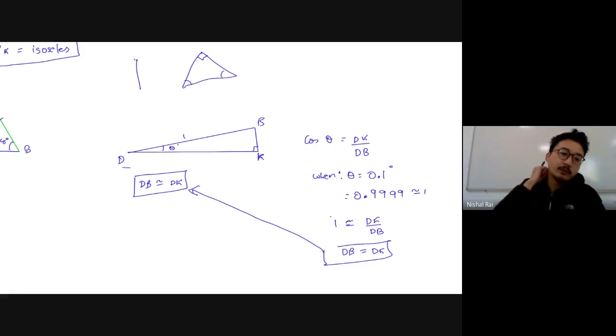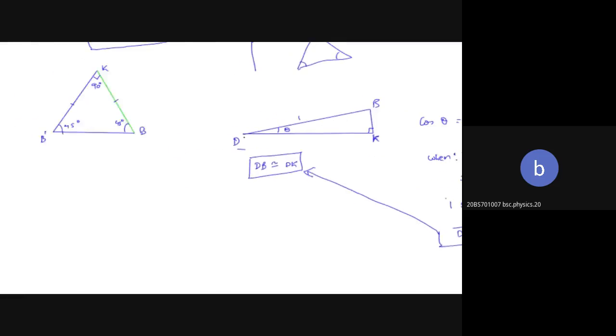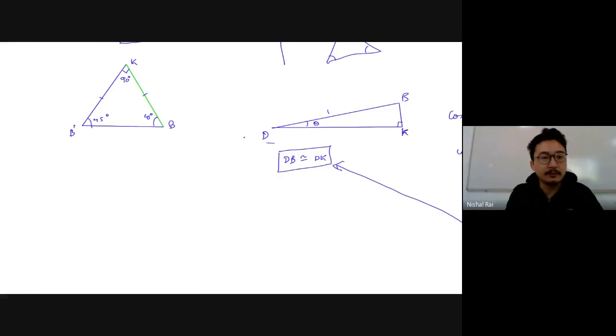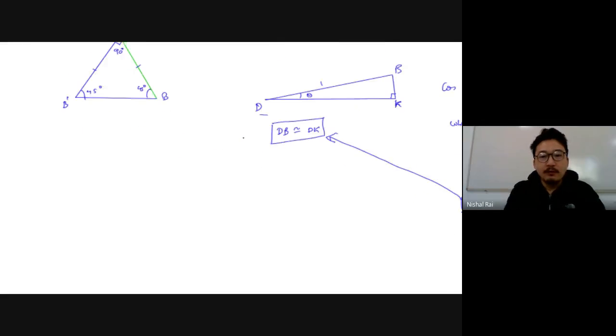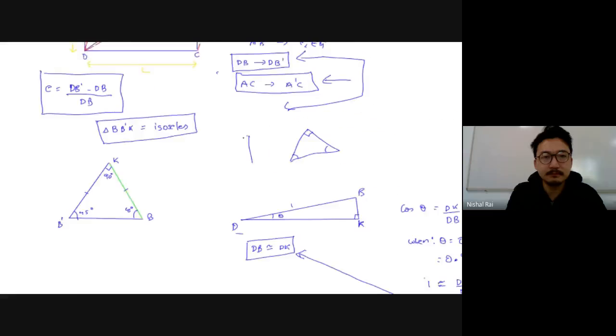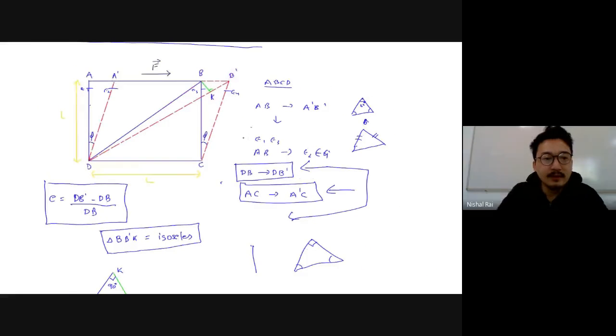When the angle becomes extremely small, we can approximate this to be similar to this one. I think this point is clear. So we'll proceed from here. One thing is for sure, linear strain is basically the change in dimension by its original dimension.